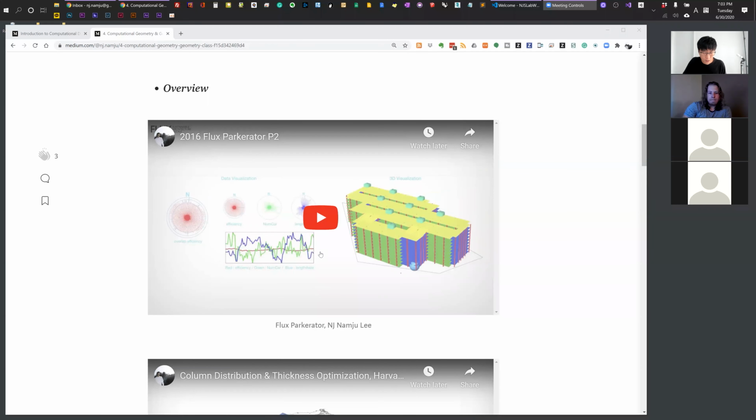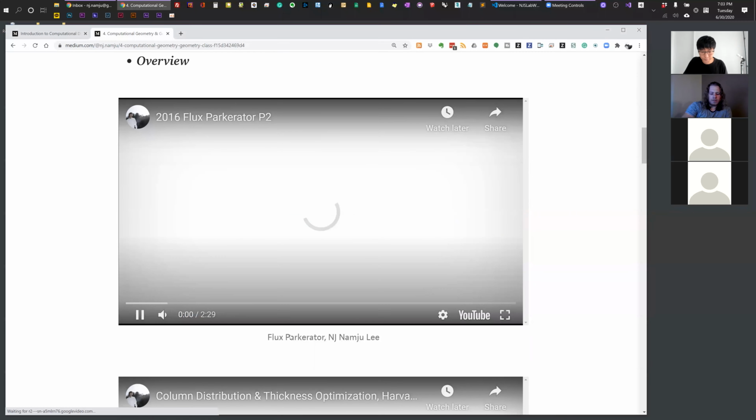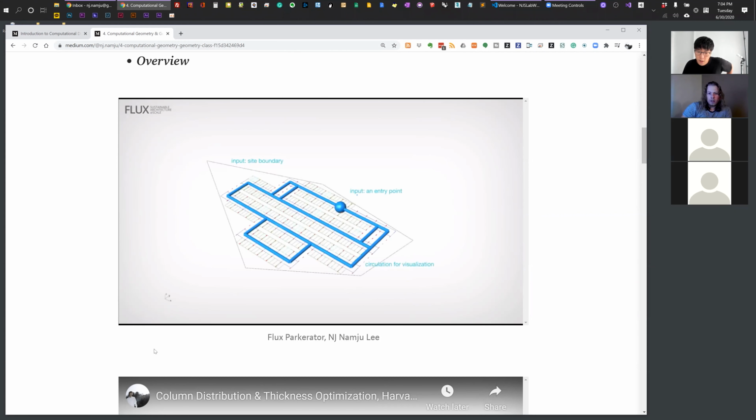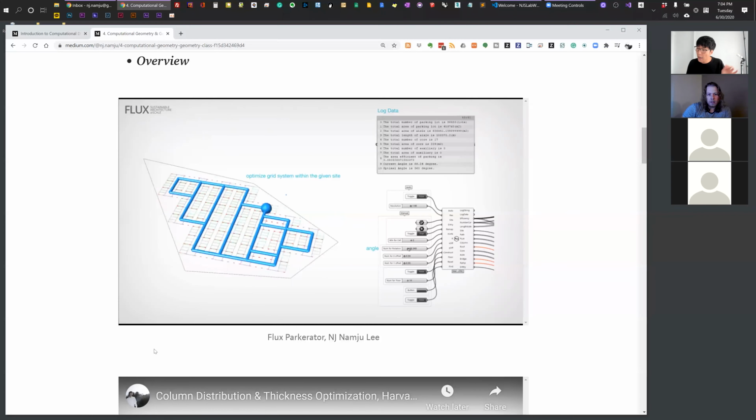Yeah, the first project, I already talked about these projects in my lecture series, the first video, but we can simply revisit it here. So this is the project I did at Flux. Yeah, there were many people engaged in this project. So most of my job was to develop an algorithm to fit the parking lot in an arbitrary boundary site in Singapore.